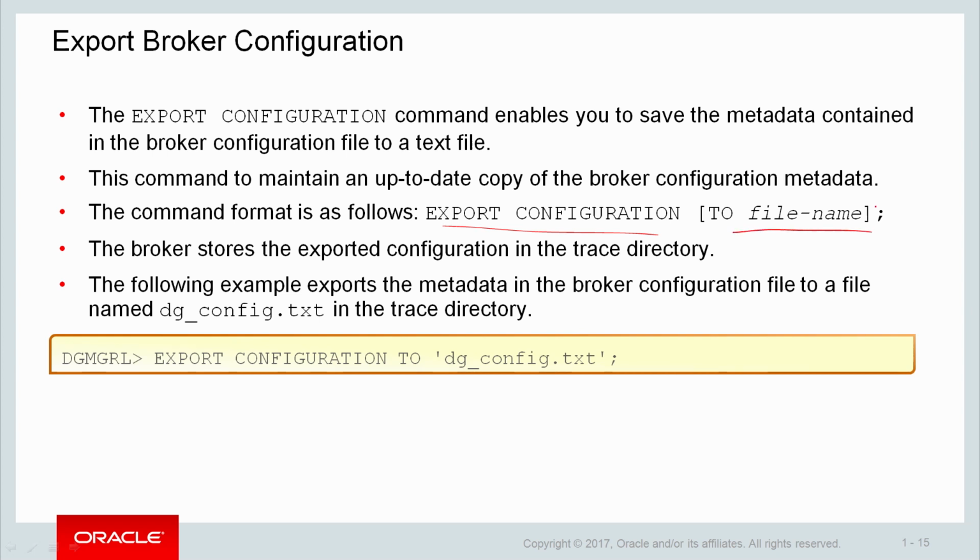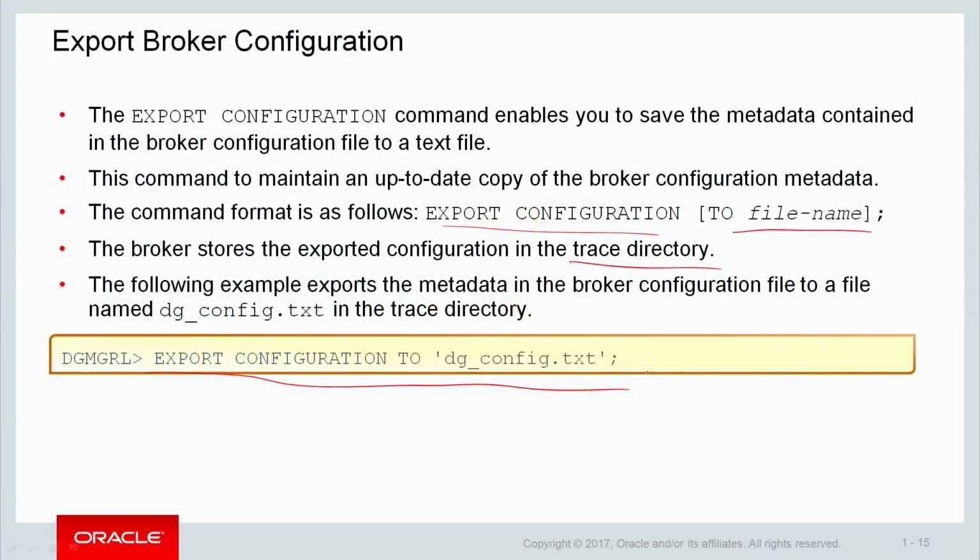Now you can specify the file name, but you can't specify which directory it's going to go into. It will always go into the trace directory for your database. If you don't specify a file name, it will generate an automatic file naming convention for you. So here we are doing an export configuration to the dgconfig.txt file in the trace directory.